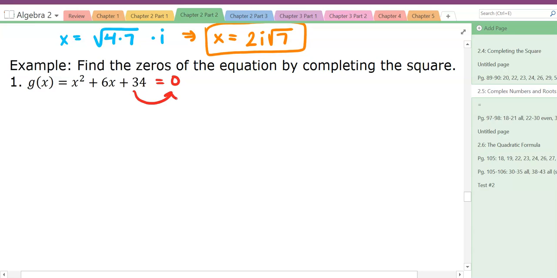I said when we talked about completing the square, this is the only case that's a little bit different, where we don't want it all on the same side of the equal sign. We want that number to be on the other side. It's the only time that you see that happen. So instead of saying this, I'm going to rewrite it so it says x squared plus 6x equals, if I move 34 over, negative 34.